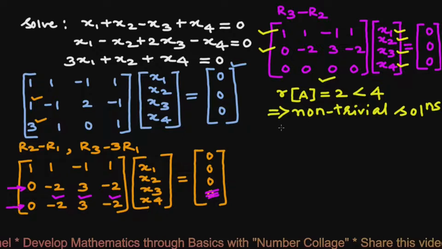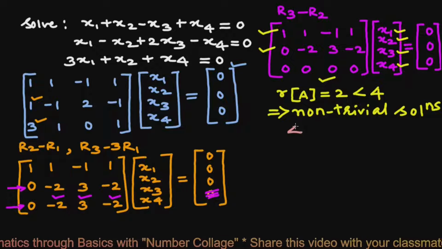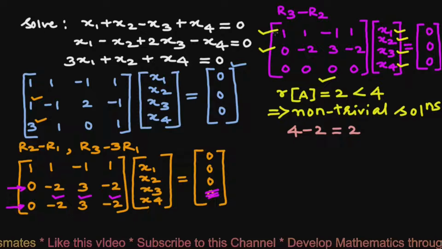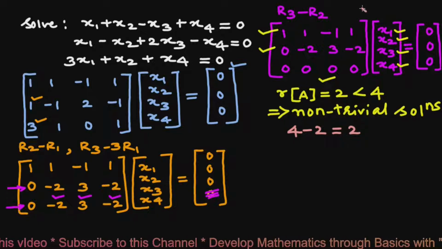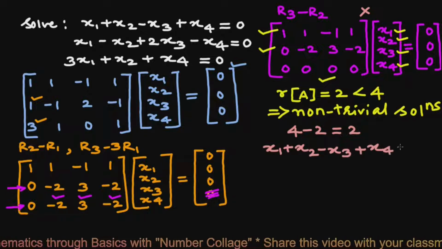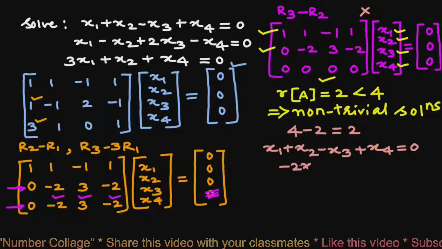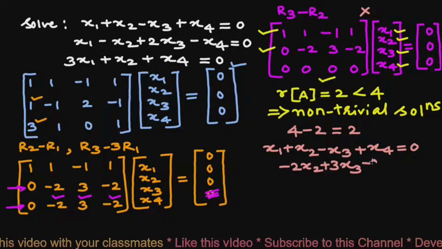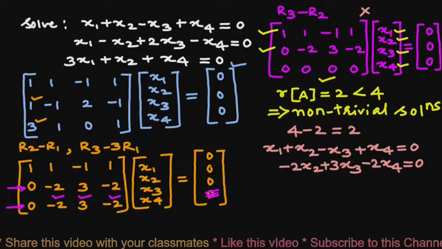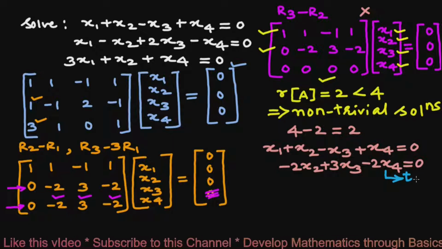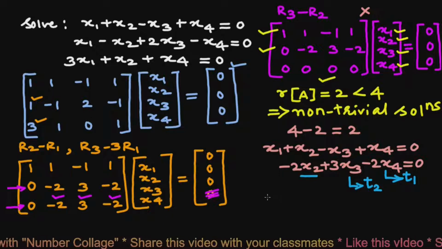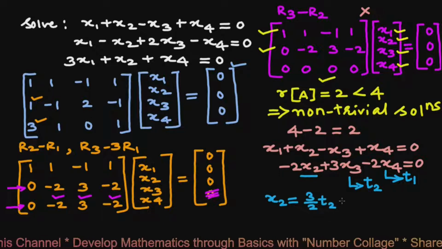The number of independent variables will be the number of unknowns 4 minus the rank of the coefficient matrix 2, that is 2. First we will write the equations by matrix multiplication. So we get x1 plus x2 minus x3 plus x4 equals 0, minus 2x2 plus 3x3 minus 2x4 equals 0. For independent solutions, we assign parameters to two variables, t1 for x4 and t2 for x3. So therefore x2 will be 3 upon 2 t2 minus t1.